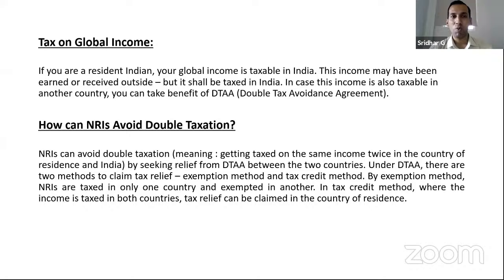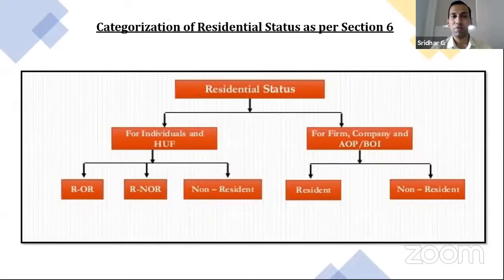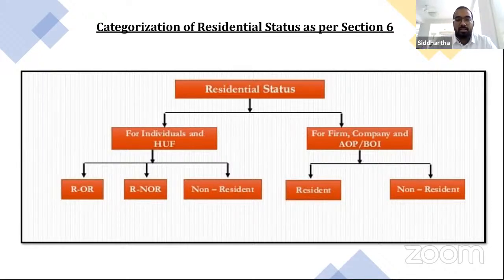Siddharth, can you help me understand how to determine the residential status? So broadly speaking, a firm or a company can be either resident or non-resident. But for an individual, there are three categories: ordinary resident, non-ordinary resident, or non-resident. Since today's topic is more about the non-resident individual, we'll focus on the residential status of individuals. Next slide.